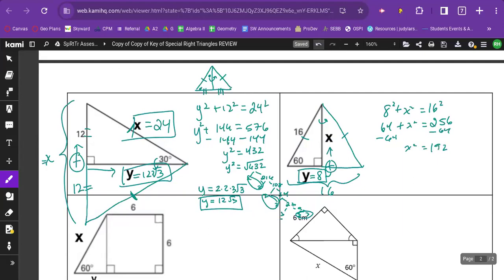And hopefully we're going to get 8 root 3, not 8 for x, sorry. So let's see. When we do the square root, x squared is equal to, x is equal to the square root of 192.